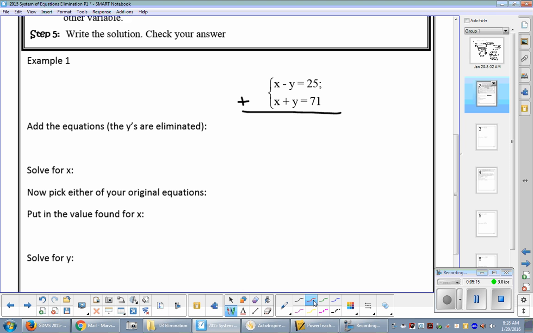Okay? So, adding the two equations, I will have x plus x will give us 2x, negative y plus y will be 0, 25 plus 71 is equal to 96. Okay. Next, we are going to solve for x. Solving for x, we divide by 2 on both sides, and we will be able to get x equals 48.